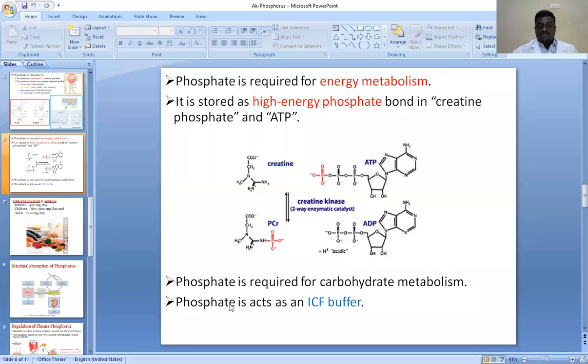Another function is that phosphate acts as an intracellular buffer. Most of the phosphate ions are present intracellularly. So what is the function of intracellular phosphate? It acts as a buffer that regulates the pH in the intracellular fluid. That is the action of the buffer.